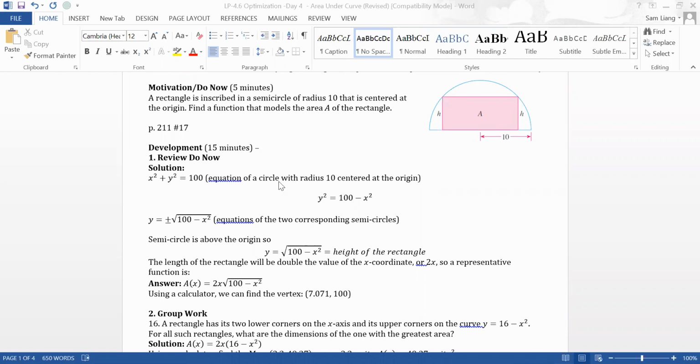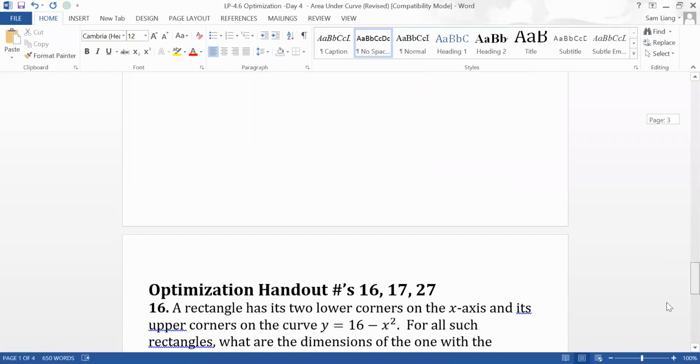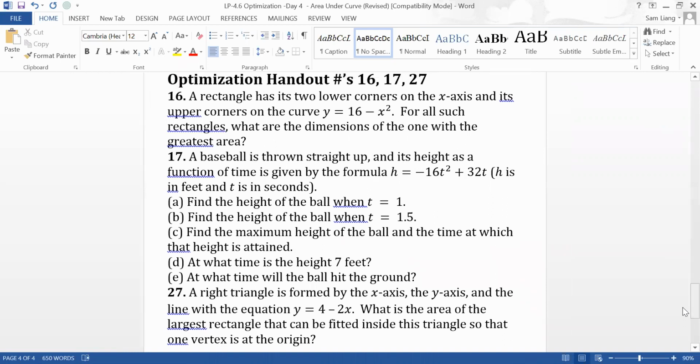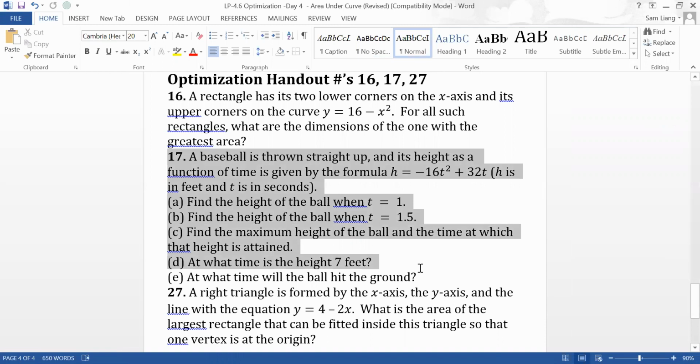If no one else needs the solution, I'm going to bring us to the classwork. The classwork is 3 questions. Questions 16 and 27 relate to the aim, area under a curve, just like the do now. Question 17, the second one, is more of a physics question. You'll find the height of the ball at various times and then the maximum height. You might have seen it in physics class, but there is some overlap between the two classes.